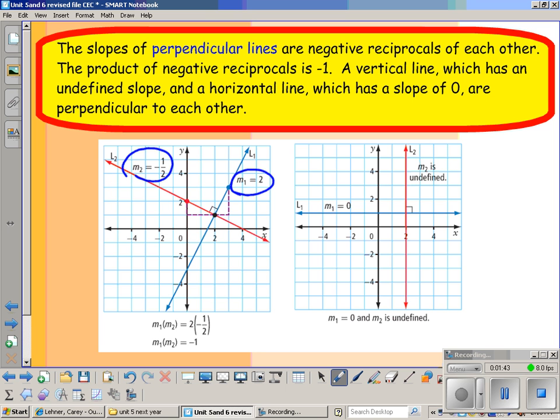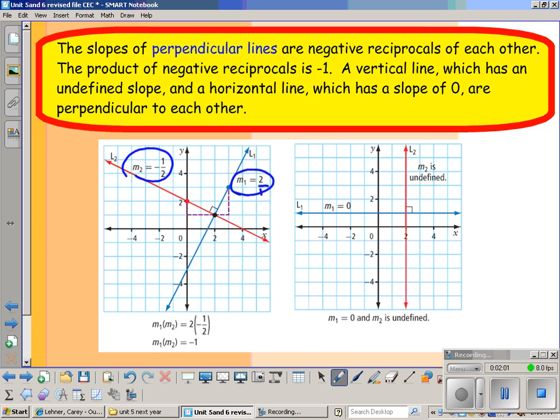What is the relationship between those two? Maybe it would help if I wrote it as 2 over 1. What do you notice about them? They are flipped and opposite signs. Flipped means reciprocal. Negative means they have opposite signs.